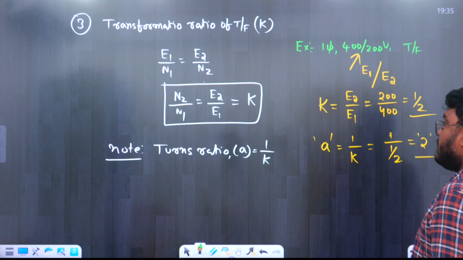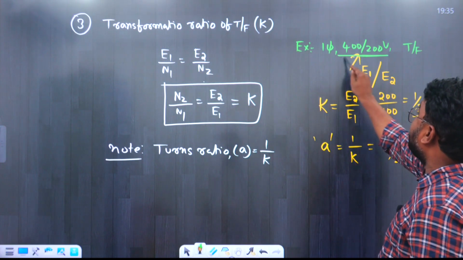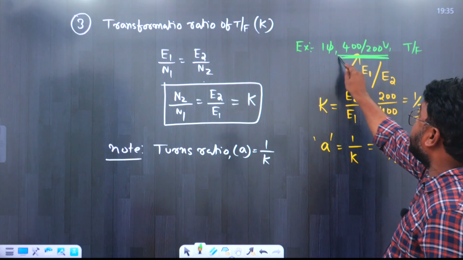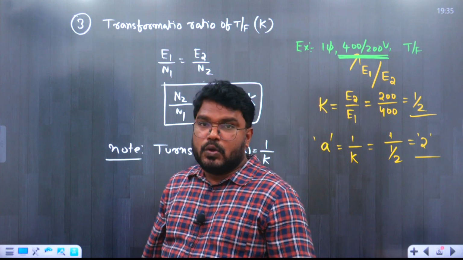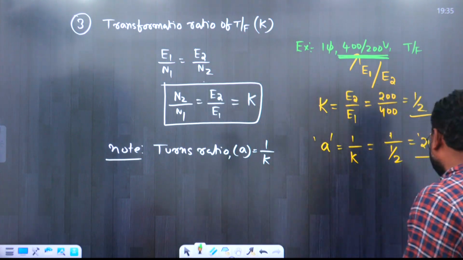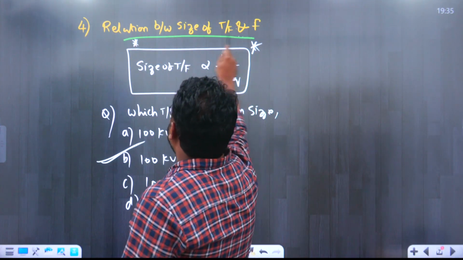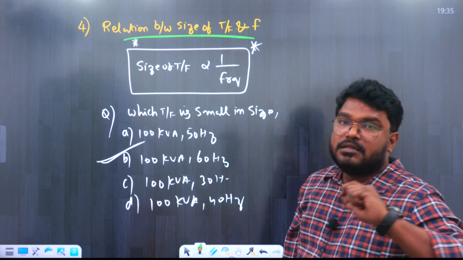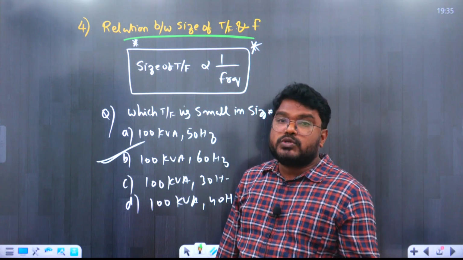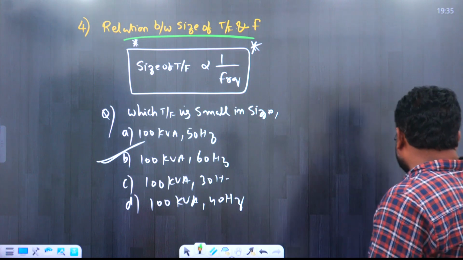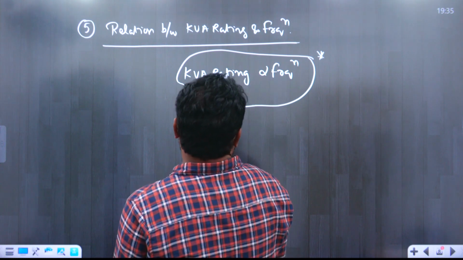And the next possibility of the question: transformation ratio and turns ratio. If the voltage rating is given in the nameplate details, how do we calculate the turns ratio and transformation ratio? This is also another possibility of the question. And the next one is the relation between the size of the transformer and the frequency. Always, the size of the transformer is inversely proportional to the frequency, whereas the kVA rating of the transformer is directly proportional to the frequency.